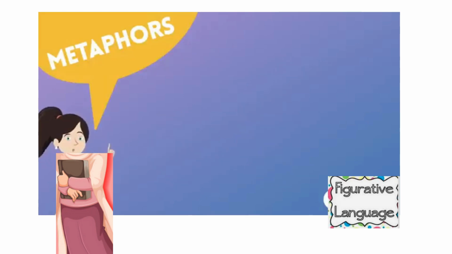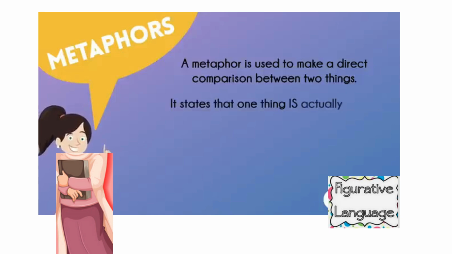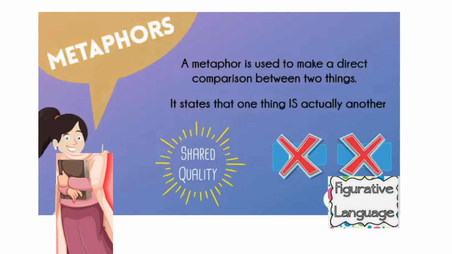A metaphor is a word or phrase that is used to make a direct comparison between two things. It is a form of figurative language that describes something by stating that one thing is actually another. This is usually achieved by highlighting a shared quality between the two things being compared. Linking words such as like or as are not used in metaphors.